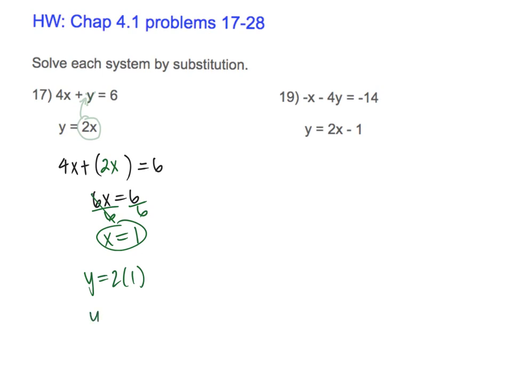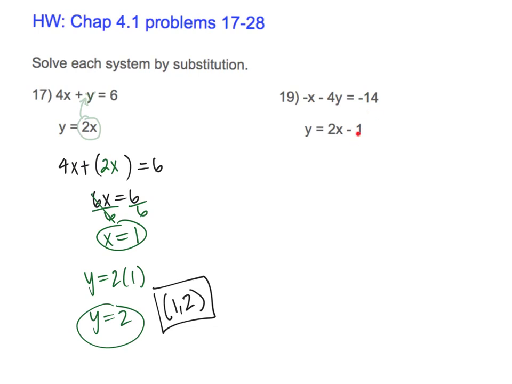Let me write it this way. I get 2, and so now I have my x and I have my y, and so I know that the intersection is at (1, 2). If you were to graph these two equations, they would hit at (1, 2). That's what these x and y values mean. They are intersections. All right, let's try out another one.